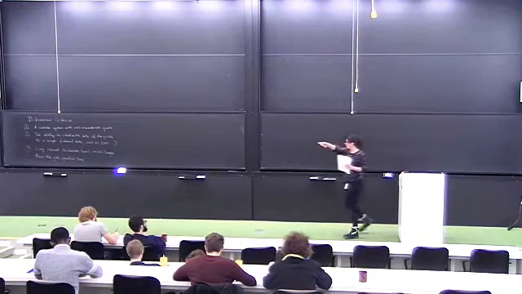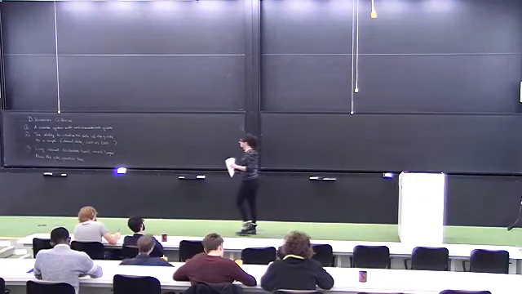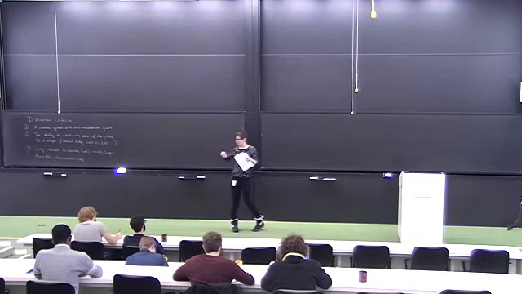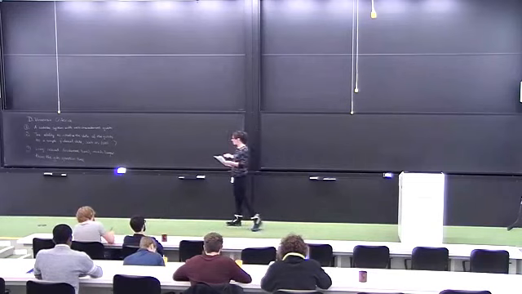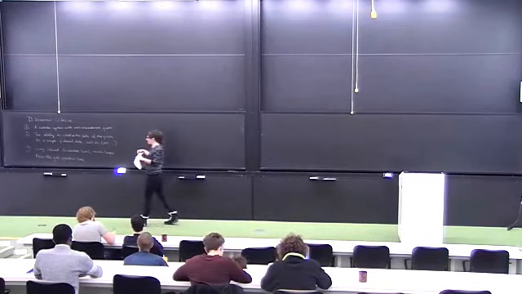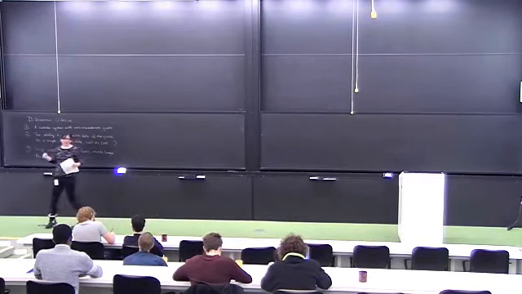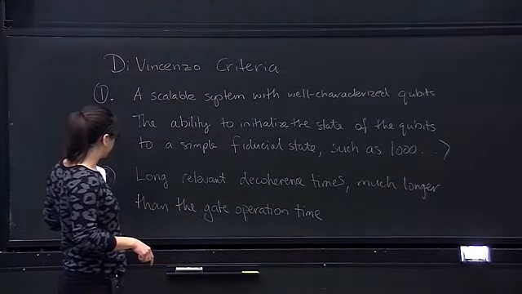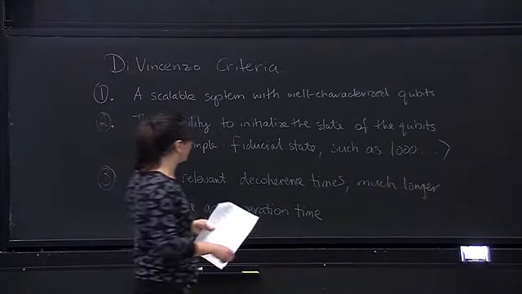What we mean by decoherence times is the time that it would take for a coherent superposition to turn into a classical mixture. If these times were comparable, then you'd have lots of errors in your gates. So we want to make sure that one is much longer than the other.